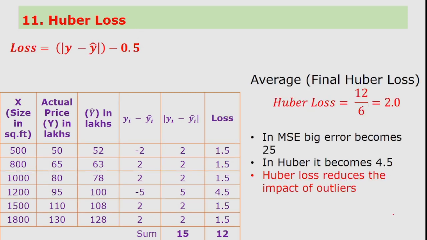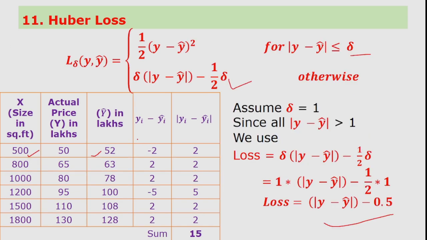With that as an input, now we need to check whether our absolute error is less than or equal to the hyperparameter value. So it is 2. This 2 is higher than the hyperparameter value. So we need to go with the second equation. Namely, for all the values 2, 2, 2, 5, 2, 2, all the values are higher than your hyperparameter or threshold value. So we need to go with the second equation. The first equation we need not use.